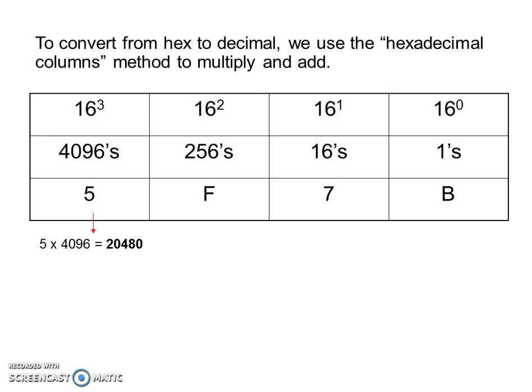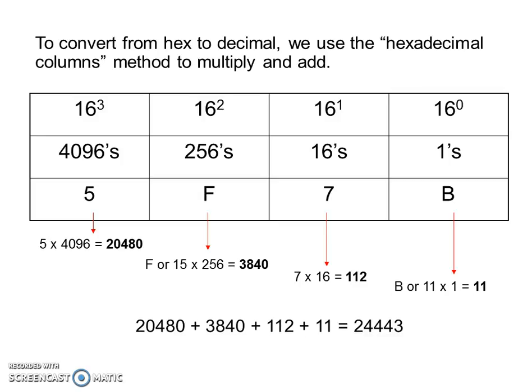So 5 times 4096 is 20,480. 15, or F, times 256 is 3840. 7 times 16 is 112. And 11 times 1 is 11. And we add these together, and 5F7B in hex is the same as 24,443 in decimal.